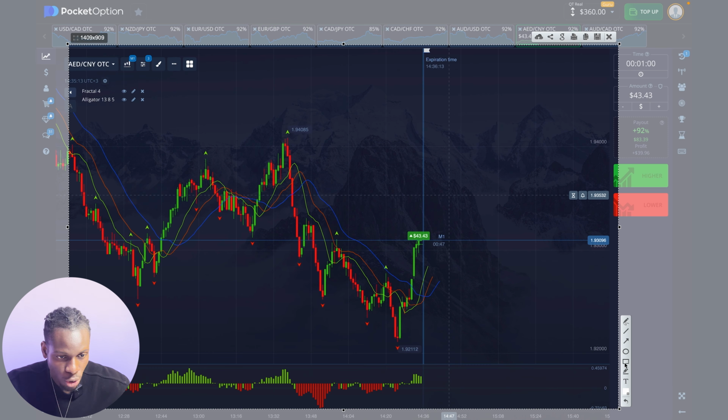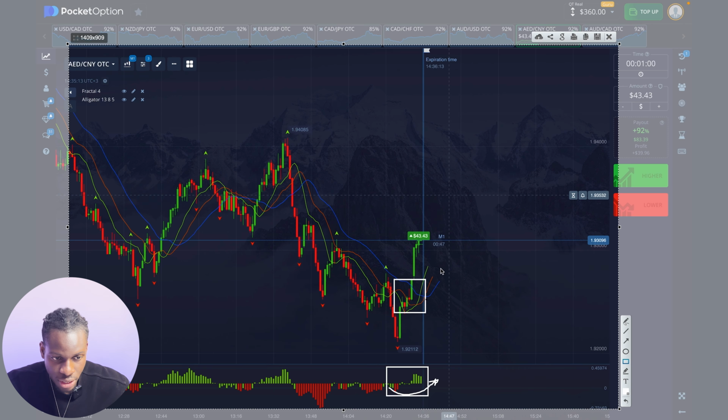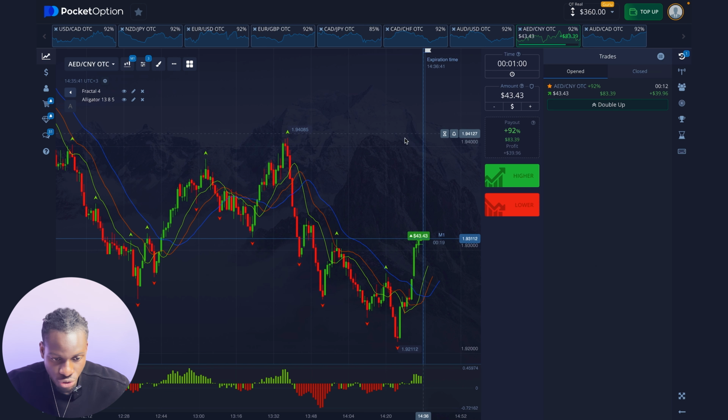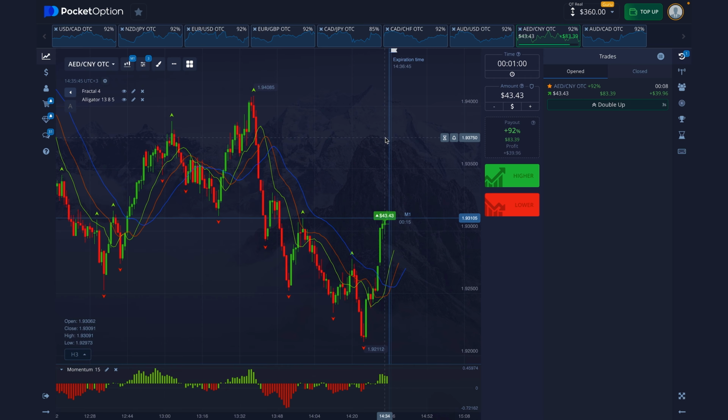The histogram is also indicating that, as you can see, the color change and the volume direction has also changed. The moving averages have also crossed, which is indicating an upward trend. They've crossed from top to bottom, and the price has crossed all three of the moving average lines. So this is what pushed me to enter this trade for long, guys. Let's see how this one closes.